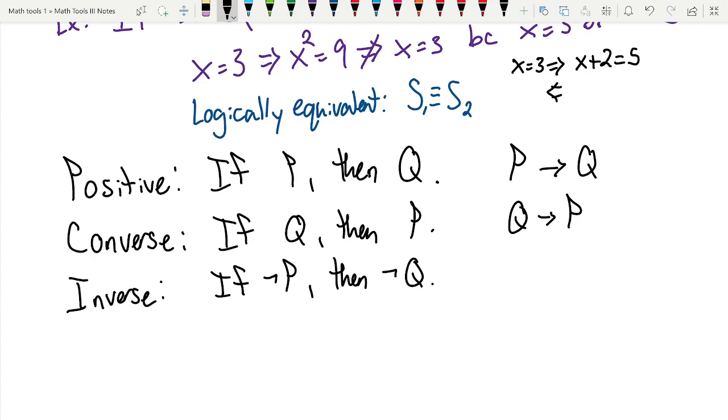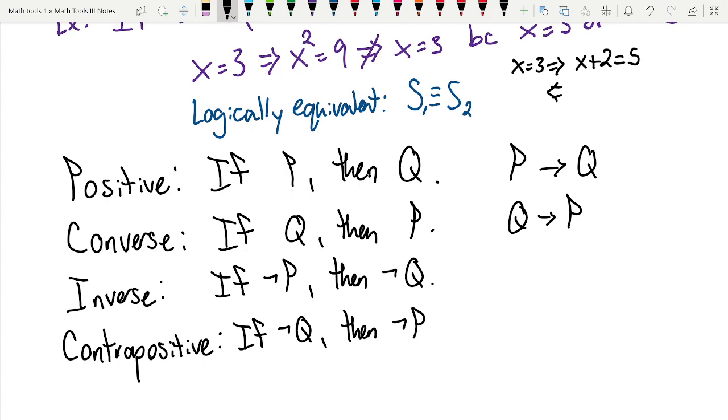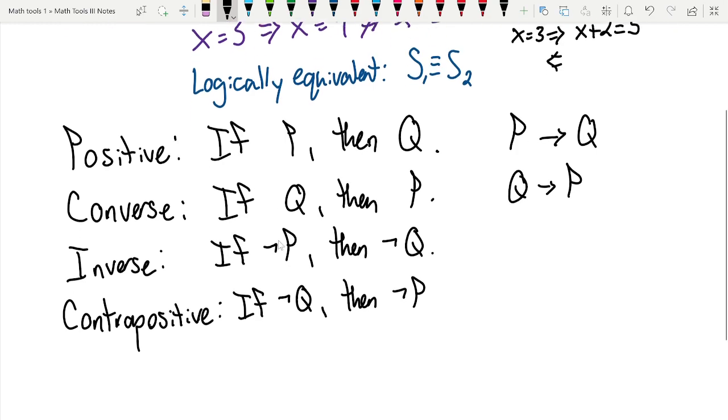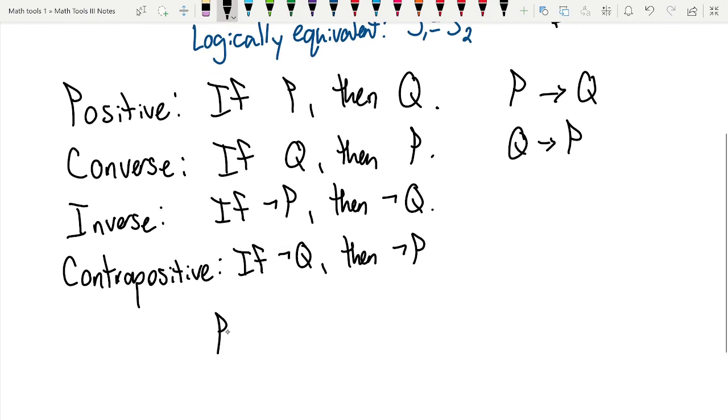It'll be a little more obvious when we look at actual statements like up above. But let me write out this last one first, because this one's also really important. The contrapositive. Okay, so this one is a complete negation of the original statement, including flipping the order. So this is if not Q, then not P. Okay. So logically speaking, the positive statement is equivalent to the contrapositive.